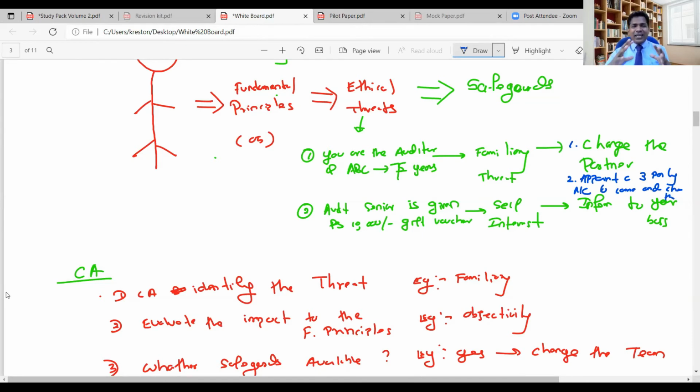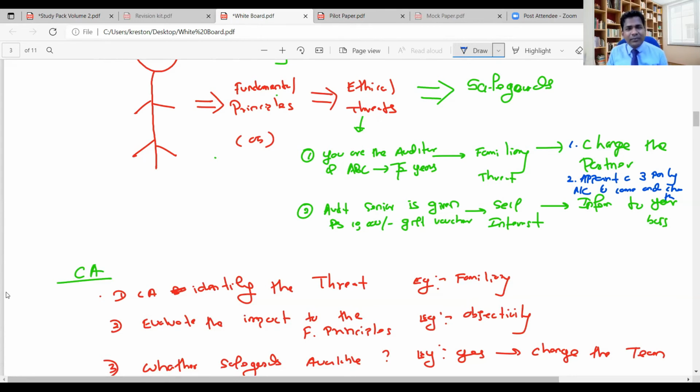That means if you have a long relationship, you can change the team, or you can keep the same team, but we are not sure whether they are complying with objectivity. So what you can do is appoint a third party accountant who is not involved in that audit to come and check the work independently, to see what these people have done. That is also a safeguard. Our purpose is to see whether they have complied with the ethical codes or not. So someone else comes and checks. That is quality control. That person checks the work and thinks, okay, look here, they have done proper work.